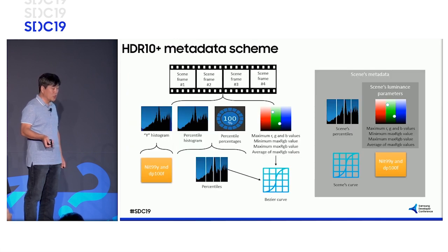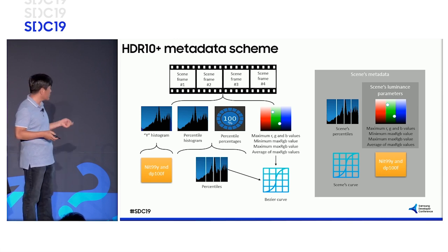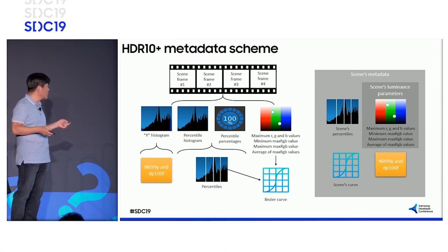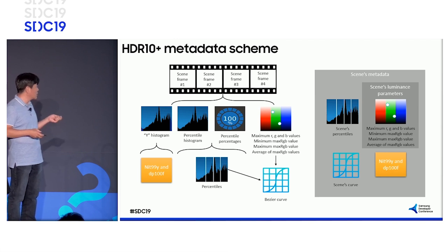And then finally, you will get the metadata, where the statistic information, which we call the OOTF curve, was designed based on the Bezier curve mechanism. The other one is also statistic information, which represents the 99 percentile luminance value and the 100 percentile luminance value. This information is based on the RGB processing, and this information is based on the Y luminance processing.